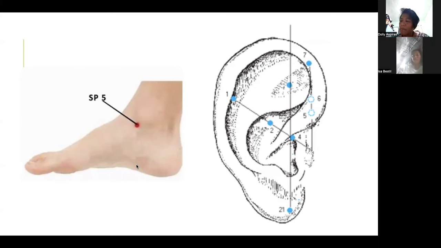So this is the spleen 5, original location for the body. And then we have spleen 5 on the ear. So in here, you need to be able to look at the undersurface. Okay, spleen 5. Does everyone have the probe? It is quite useful in this regard. Okay, the use of the probe will ensure correct needling of the point.